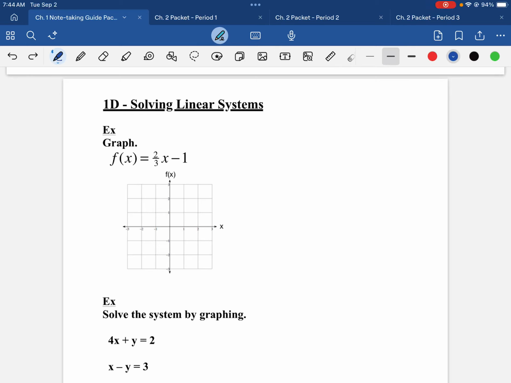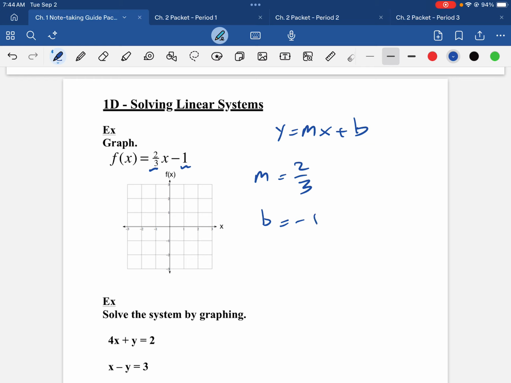1D, solving linear systems. So before we get to systems, let's just graph a line that's in slope-intercept form. So this one is already in this format. So I'm going to need to know the slope and the y-intercept. So here my slope is 2/3 and my y-intercept is -1.